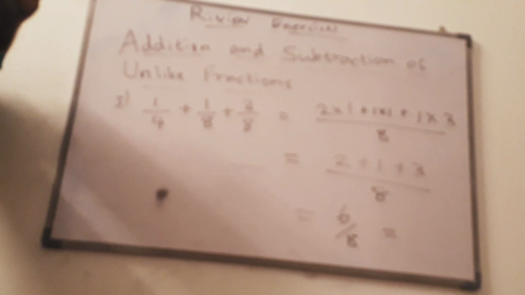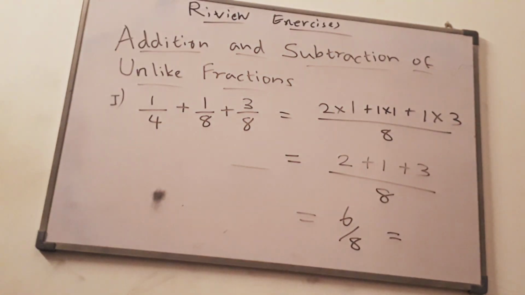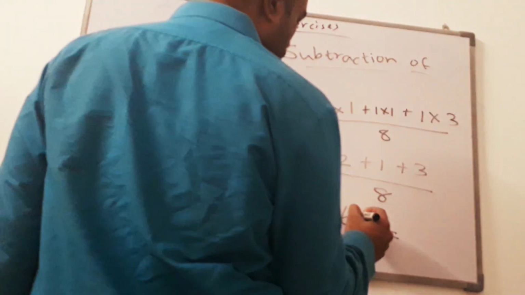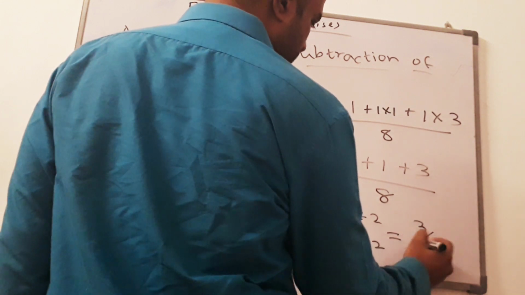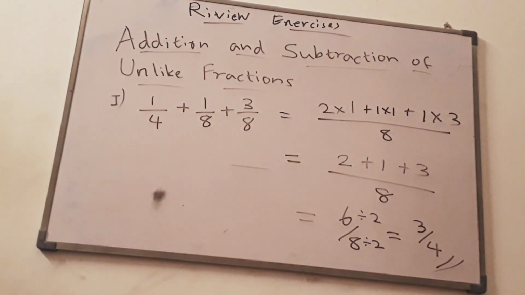Is this the final answer? Our next case is that both these figures have 2 as a factor. So we can divide both by 2. So it will be 3 out of 4. So the final answer is 3 out of 4.